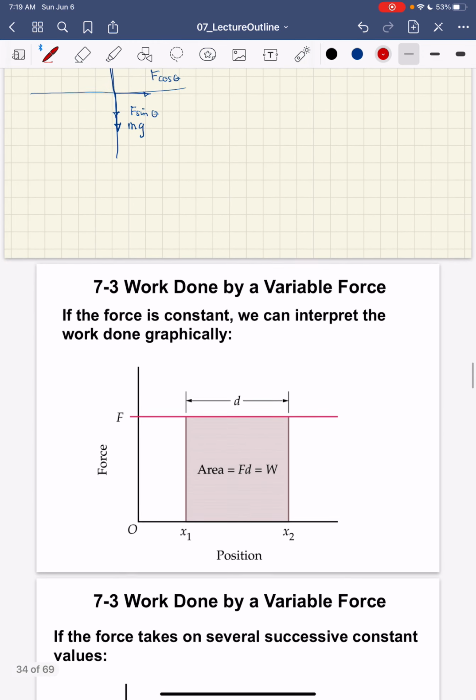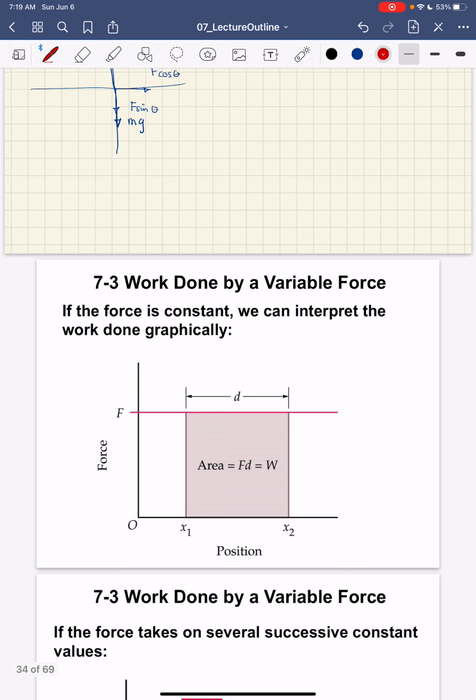Now, what if the force that I am dealing with is variable? It's not constant. Then we are going to deal with another approach. This graph here is plotting force versus position, and that one is for when the force is constant. Look here, the force is not changing.